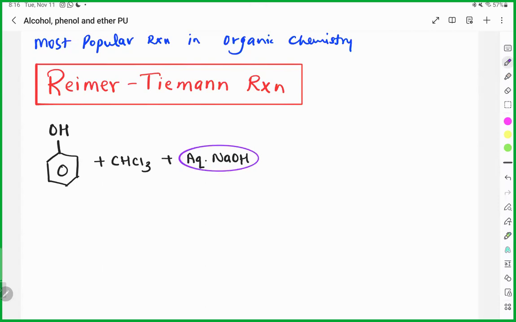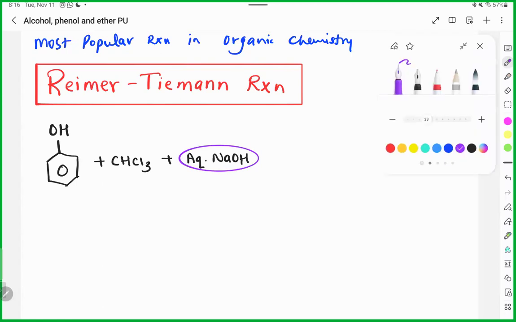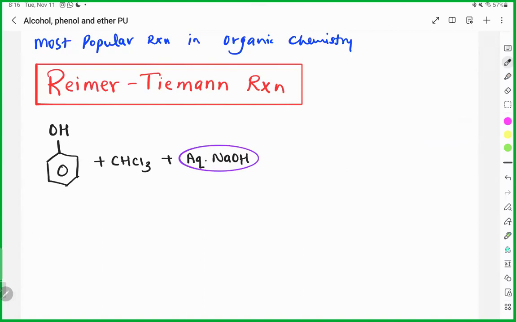So what happens in this case? You will see that this CCl2 will be added here. That will be one of the major intermediates. In this reaction, what will happen? OH same at ortho position.